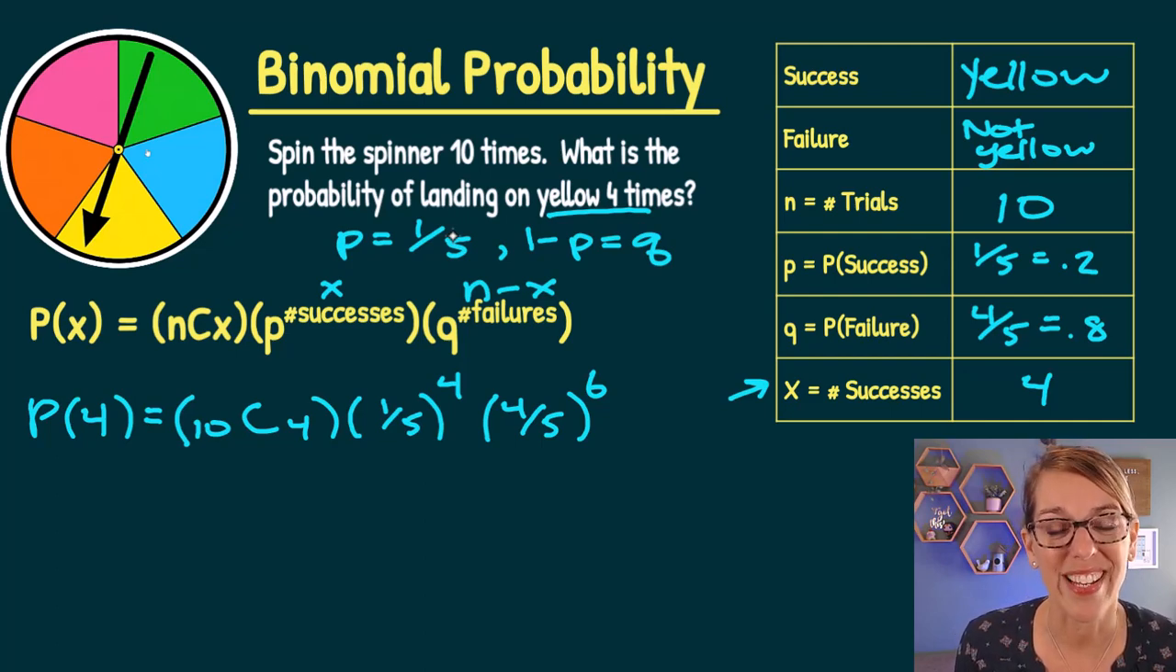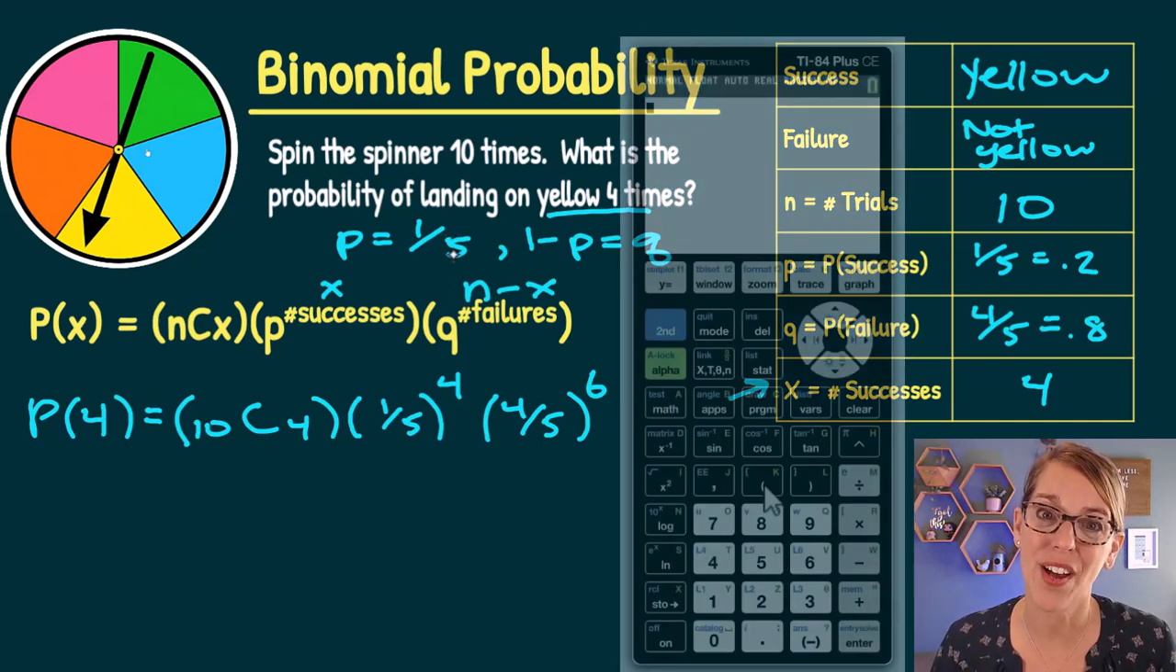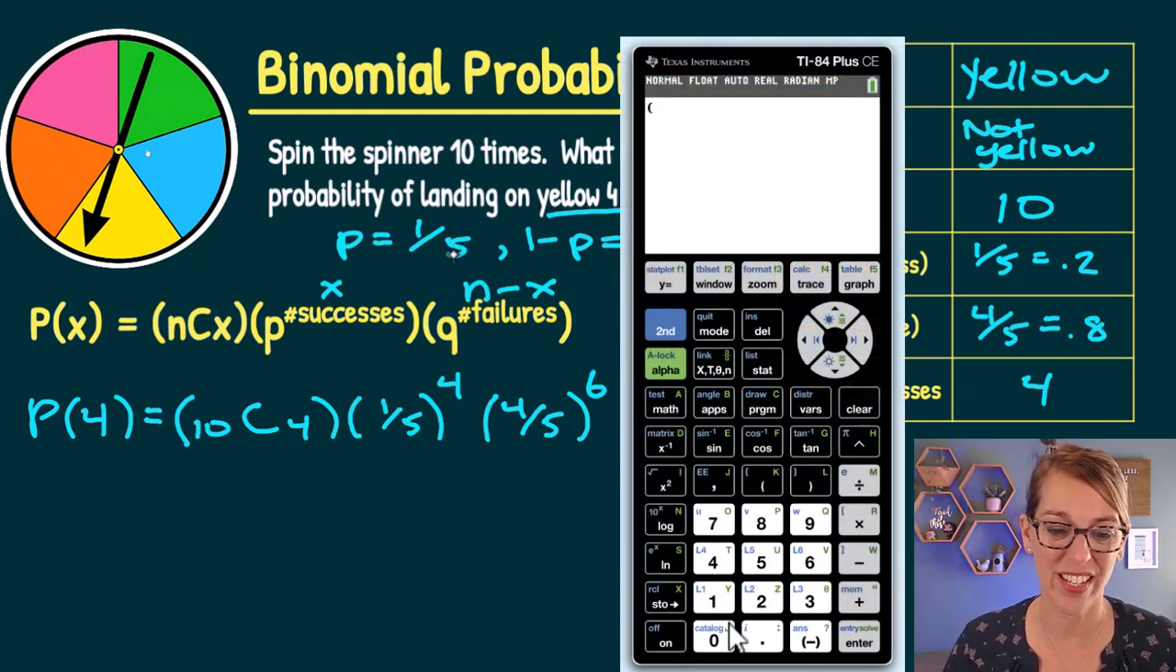Now I'm ready to put this into my calculator. I'm going to do the combination first. So I want parentheses. There are 10, and then I'm going to go to math, followed by probability, and then arrow down to that combination, which is 3, enter, and it's going to be 10 choose 4. I'm going to arrow over and then parenthesis, and then I want another set of parentheses, 1/5, so 1 divided by 5. I'm going to use my caret key to raise this to the number of yellows that I want. That's going to be a 4.